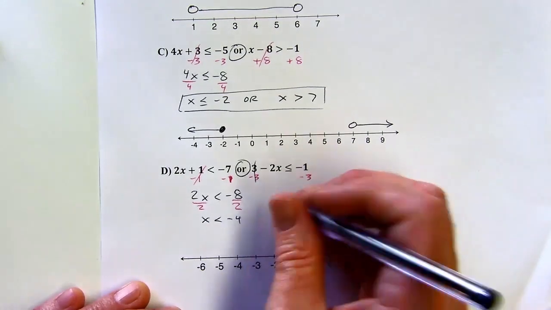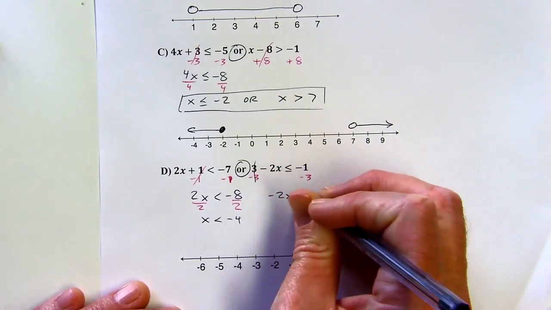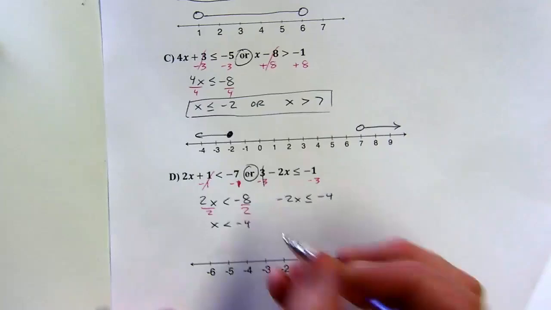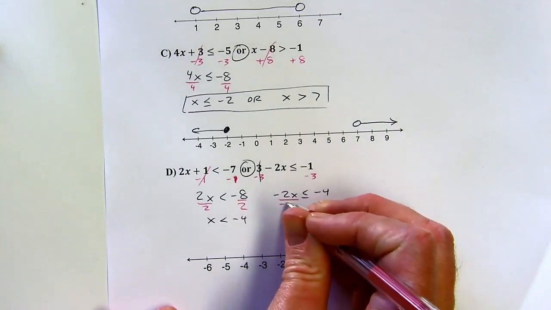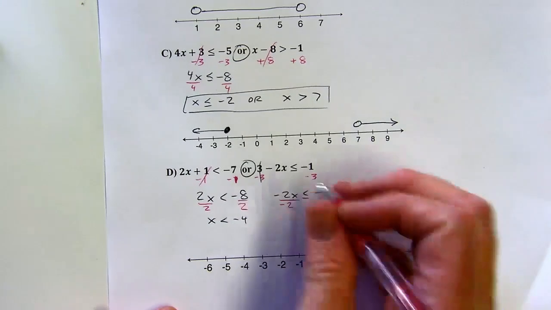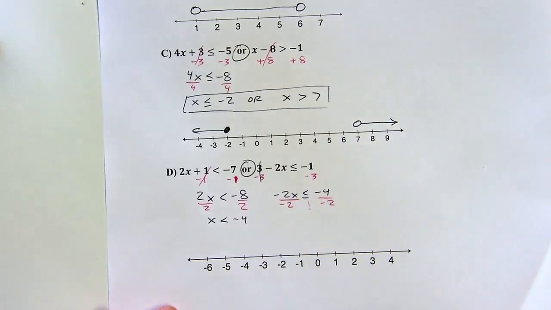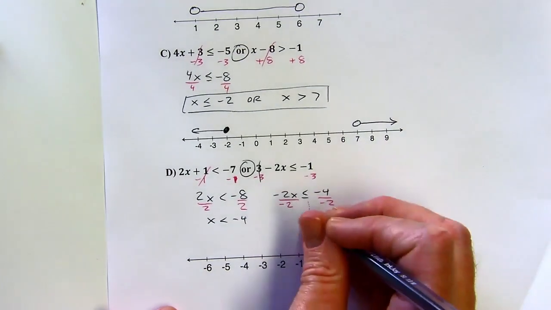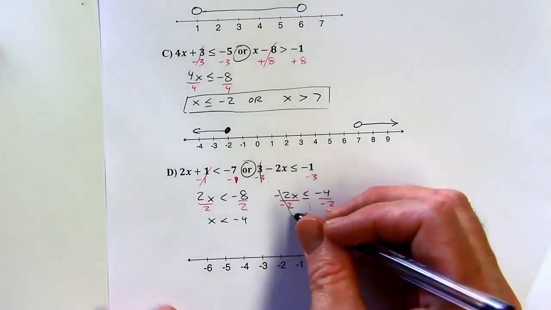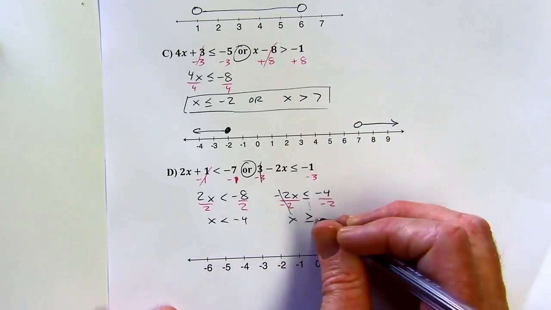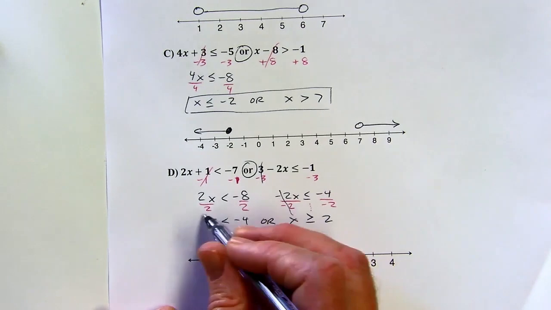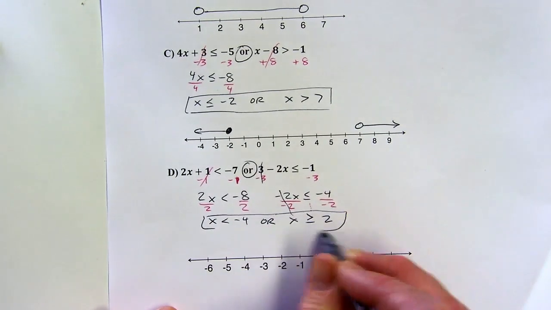Those cancel. Now I have negative 2x is less than or equal to negative 4. Okay, so now I'm going to have to divide by negative 2. And when we divide by a negative, that means that this symbol has to flip around. So be careful, that's easy to miss. So I flip that symbol around. Okay, those negative 2's cancel. Now I got x is greater than or equal to positive 2. And I want to put the word or between the two parts of my solution.